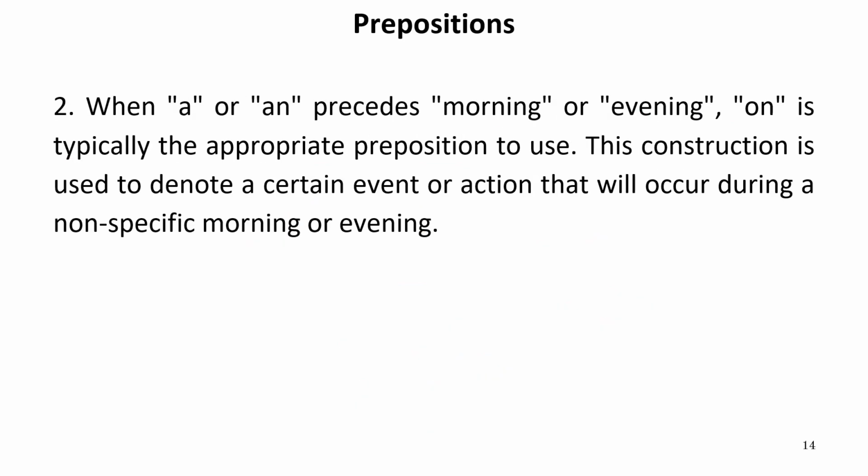When a or an precedes morning or evening, for example, we are talking about some morning or some evening, that can be any. We are talking about some morning that can occur or that had occurred. So we are talking about any morning, not a specific morning. So before that, we generally use a or an, that is indefinite articles. On is typically the appropriate preposition. In that case as well, we use the preposition on and not in. That is the appropriate preposition to be used.